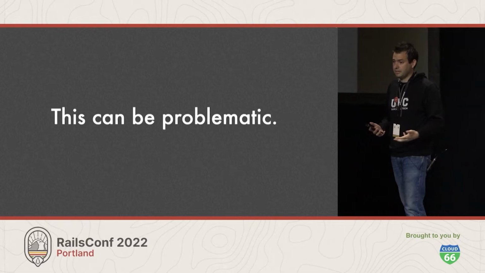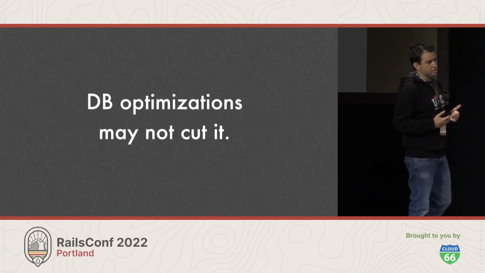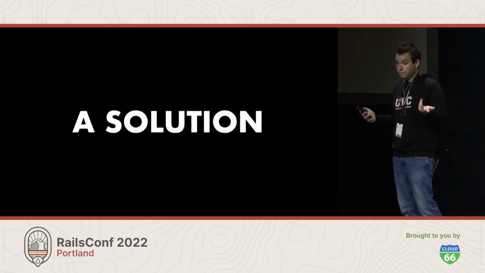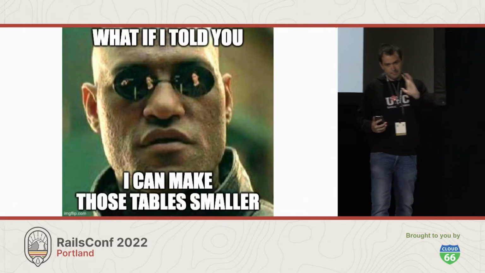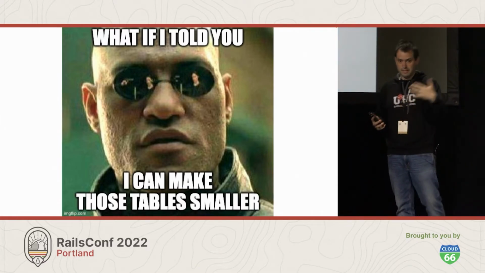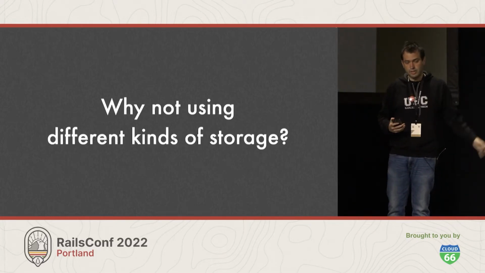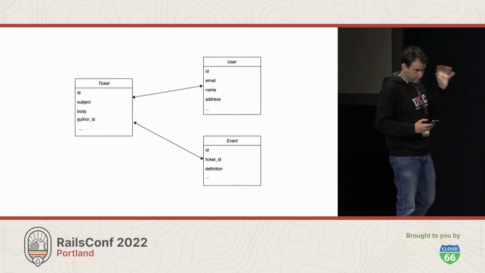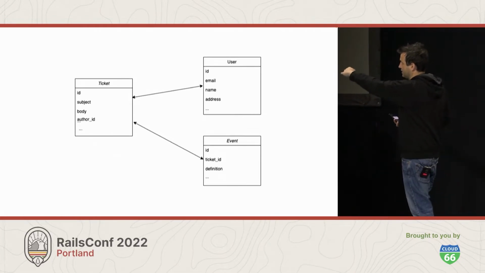And this obviously can be problematic from a software engineering point of view. There is a point that database optimizations may not cut it anymore. So there is a solution. What if I told you I can make those tables smaller? I can send the business back to day one when it was smooth and you didn't have that many customers, and the tables were just nicer. Why not send part of the data to a different kind of storage so the tables become small again? Here you have a very basic version of Zendesk with a user that creates multiple tickets, and the ticket has multiple events.